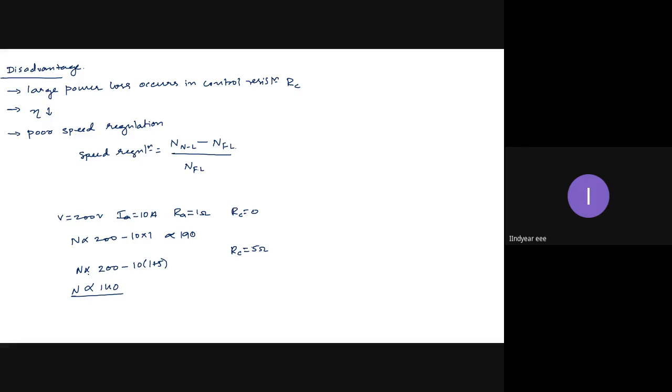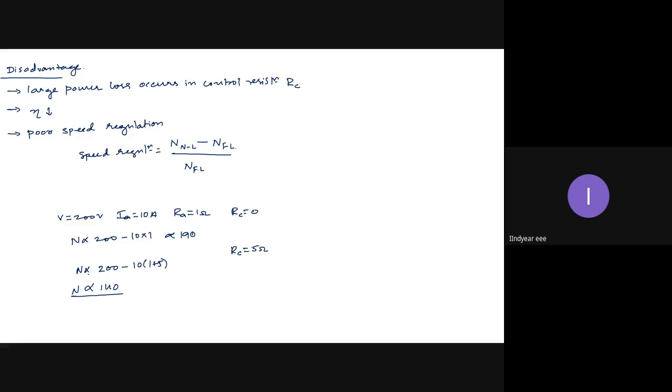So with this disadvantage, the armature control method suffers. When we use the armature control method, we should keep in mind that it will come with a large power loss. It depends upon the type of application that I'm using for controlling the speed of the DC motor. What application I have for the motor operation decides what kind of speed control mechanism I should choose. So these are the two methods of speed control.